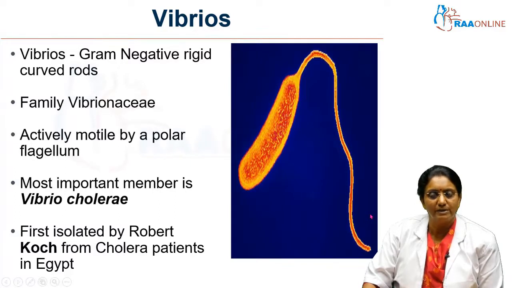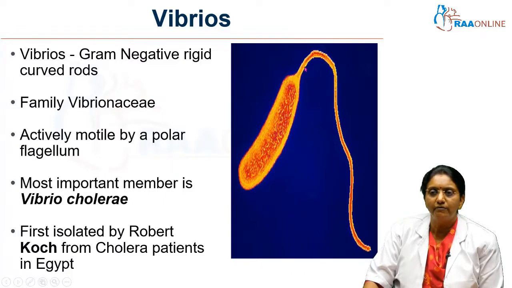Rods means they are bacilli, so they are either stick or rod shaped, and they are gram-negative when you do the gram staining, and they all belong to the family Vibrionaceae. Vibrionaceae are characterized by this curved shape and they all have a single polar flagellum. That is, there is only one flagellum at one end of the bacteria, so it is known as polar, and this is also called monotrichous, having a single flagellum at one end or one pole.